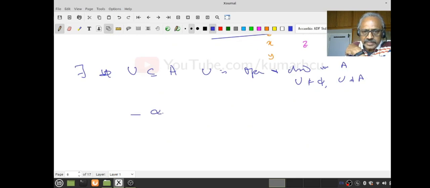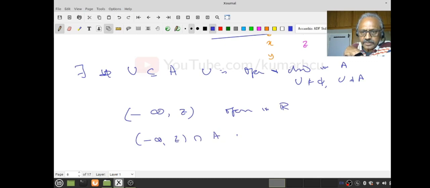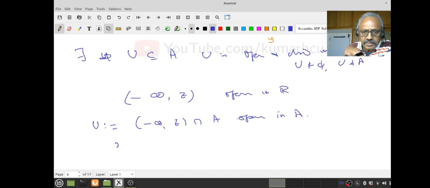Let us look at minus infinity to z. This is open in R. Therefore, minus infinity to z intersected with A will be open in the subspace topology of A. Call this U. Is it empty? x belongs to U, because x is less than z. Therefore, U is not empty. And is U equal to A? No, U is not equal to A.